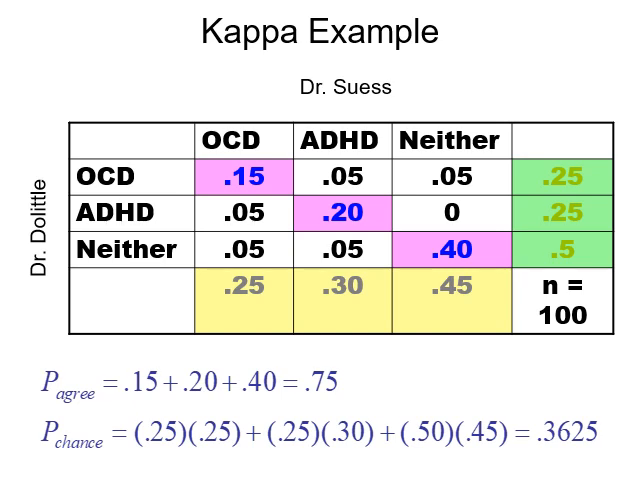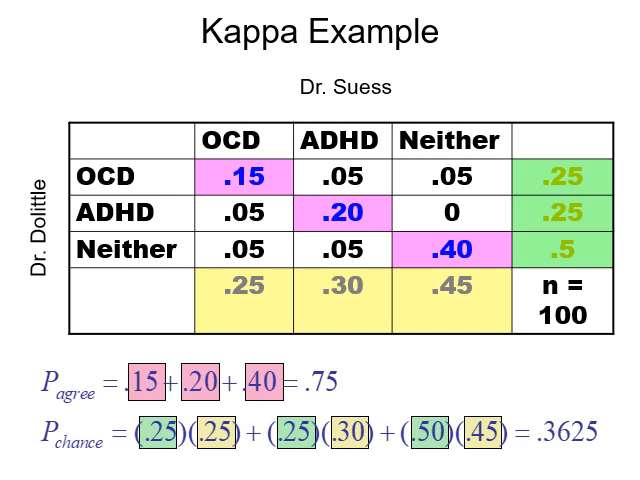0.25 times 0.25. We're then going to get the sum of products for ADHD for Dr. Zeus and Dr. Doolittle. Again, 0.25 is the green box, 0.30 is the yellow box. We're going to multiply those together. And finally, the number of times they both said neither, total, not in agreement, just total that they came up with a neither diagnosis. In this case, 0.45 is the yellow box, 0.5 is the green box. We're going to multiply those numbers together, and then we're going to sum them, add them. So now our P agreement is 0.75, our P chance is 0.3625. And again, those are coming from the pink boxes and the yellow and green boxes.